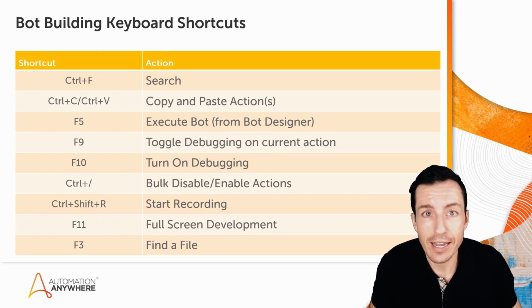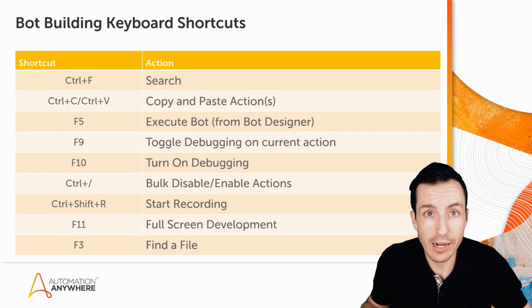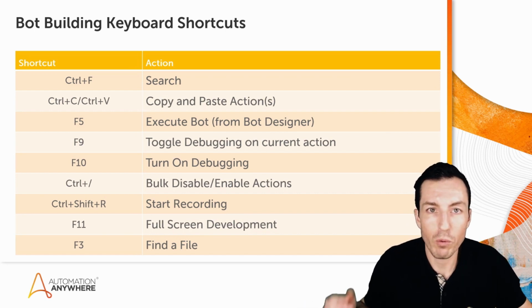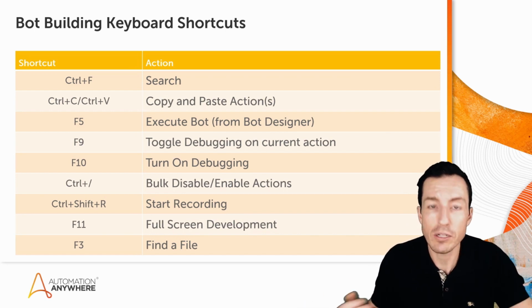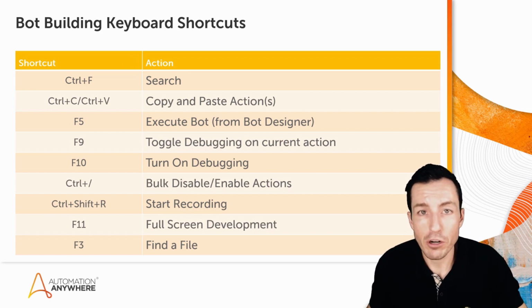I had accidentally hit F5 on a bot because I was used to running my code with debugging in Visual Studio, and I noticed that the bot executed. So that started me down the rabbit hole of trying to figure out what other keyboard shortcuts existed, and I went to the documentation to find these. So these are some that I've started using recently.